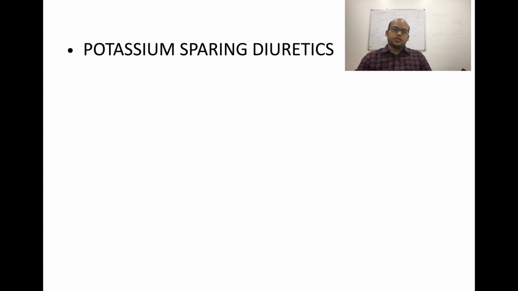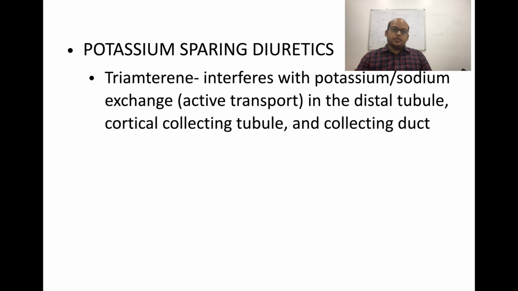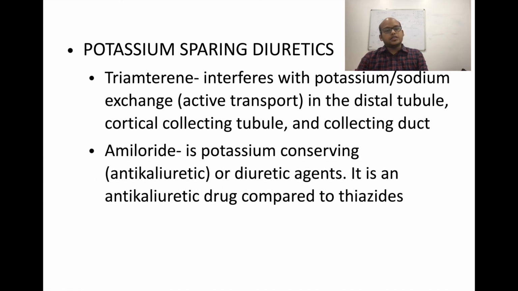Next is potassium sparing diuretics. From that, triamterene interferes with the sodium potassium exchange transporter in the distal tubule, collecting duct and cortical collecting tubules. And second is amiloride, a potassium conserving antikaliuretic diuretic agent. It is an anti-kaliuretic drug compared to the thiazides.